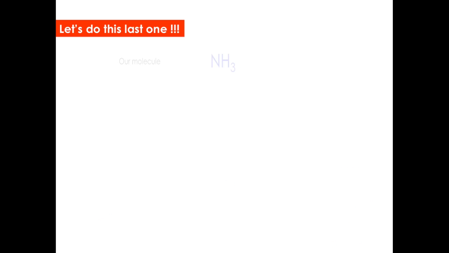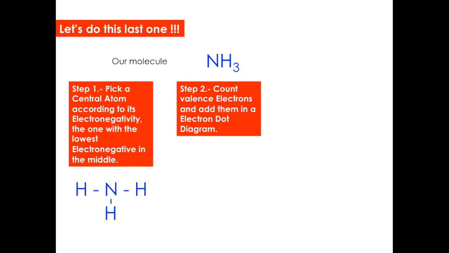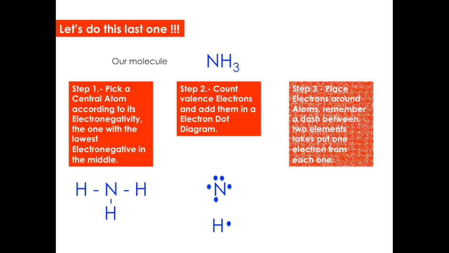Let's do the last one. Our molecule, ammonia or nitrogen trihydride. The first step, pick a central atom according to its electronegativity. The one with the lowest electronegativity in the middle. Back again, nitrogen in the middle, hydrogen around it. Second, count valence electrons and add them in an electron dot diagram. 5 for nitrogen, 1 for hydrogen.